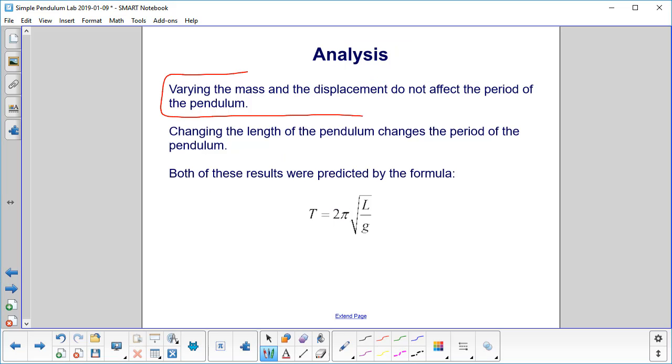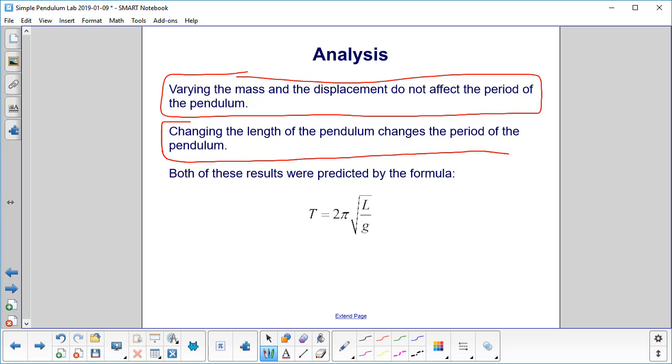Varying the mass and the displacement do not affect the period of the pendulum. Changing the length of the pendulum changes the period of the pendulum. And both of these were predicted by our period formula here, 2 pi times the square root of L over g. You don't see mass or displacement there, so we would predict that it doesn't affect it. And thank goodness that's what the lab showed. Changing the length does change the period, and bigger length, bigger period.